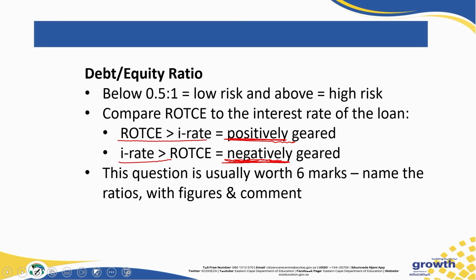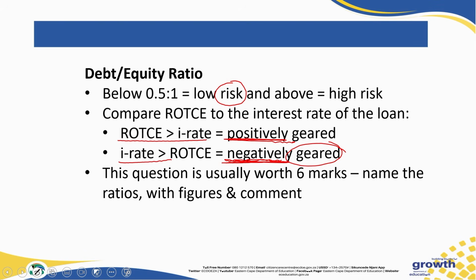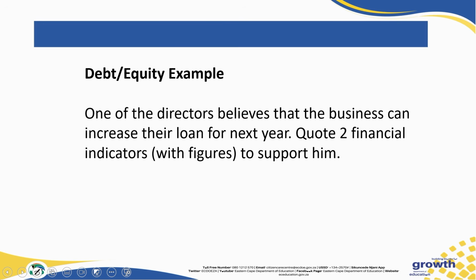So please, in this question, it's usually worth 6 marks. You need to name the ratios, and I will do an example shortly for you to see. You name the ratio, you say the figures, the trend from to, and then you write a comment about the risk and about the gearing. Let's have a look at an example. So, one of the directors believes that the business can increase their loan for next year. Quote 2 financial indicators with figures to support him.